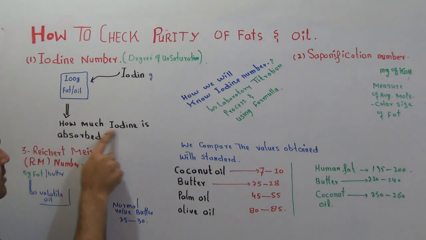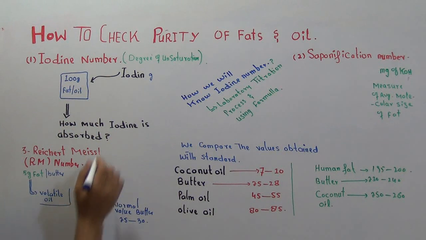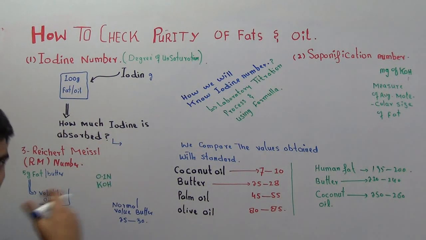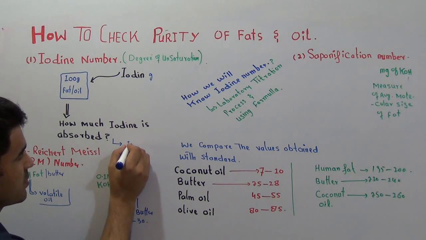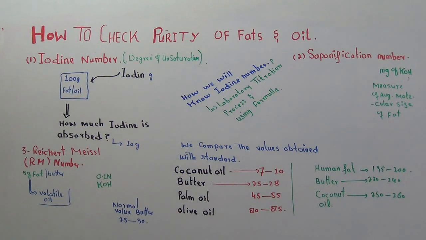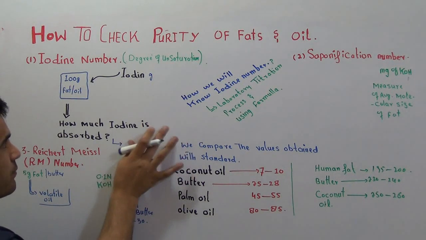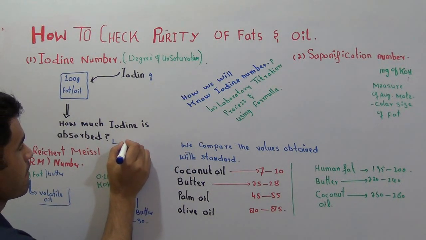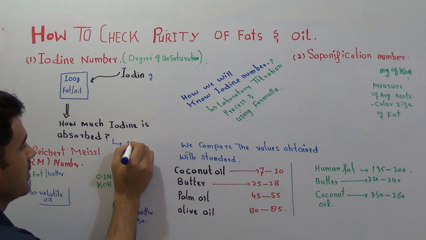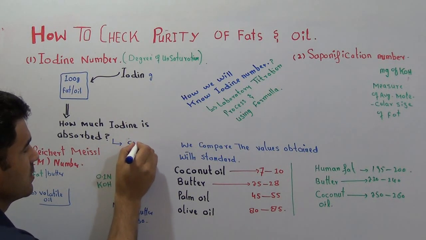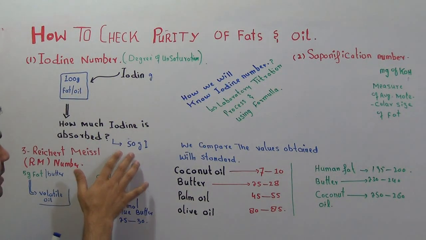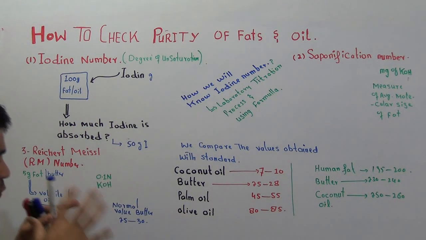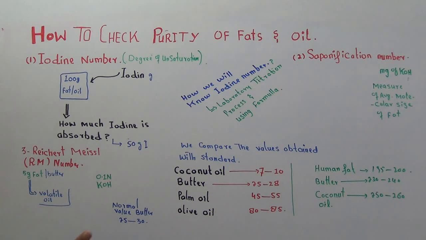Then we will check how much iodine is absorbed. Let's suppose after the experiment you came to know that 10 gram of iodine is absorbed, so we say the iodine number is 10. If you came to know that 50 gram of iodine is absorbed, then the iodine number will be 50. So very easily you will find this, which is also one more important thing.